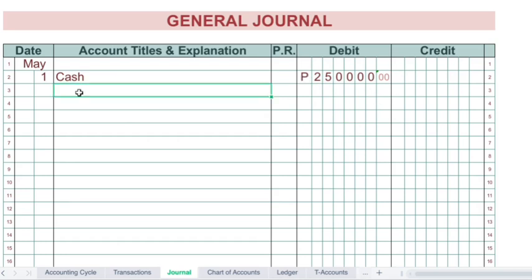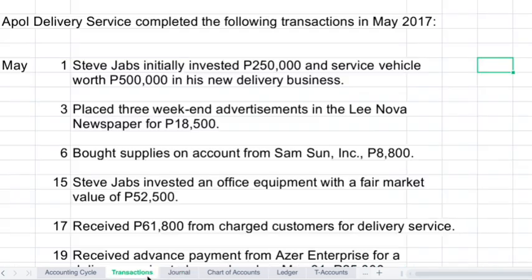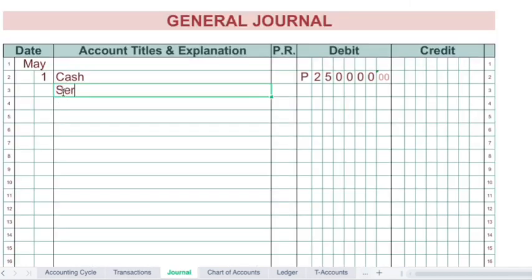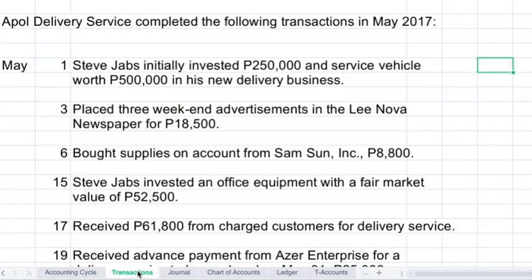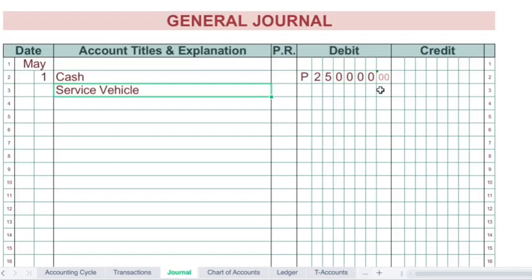All right. So aside from cash, what else did we debit in that transaction? We will also debit service vehicle. It is still written at the extreme left because this account is to be debited. So service vehicle, which is worth 500,000. Be careful when inputting the amount. All right. So we have 500,000.